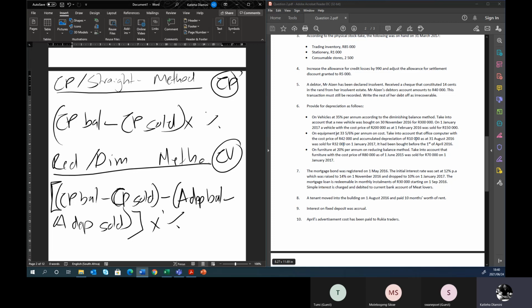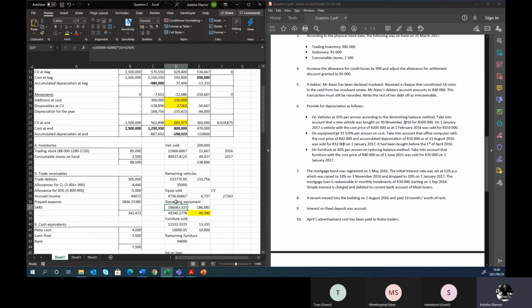In this regard, we have, let me see, per annum on cost. We have cost here, so that's what you're going to use. You're going to use the first one. So you see up here for vehicles, you have the diminishing balance method, and for furniture, we have the reducing balance method, which is the same thing. So my remaining equipment is going to be this one.